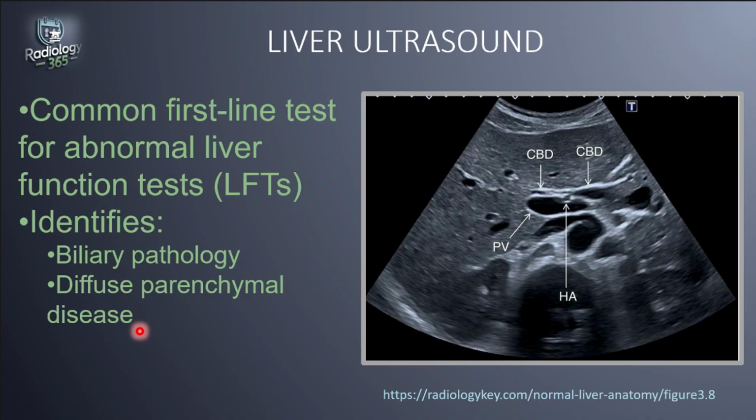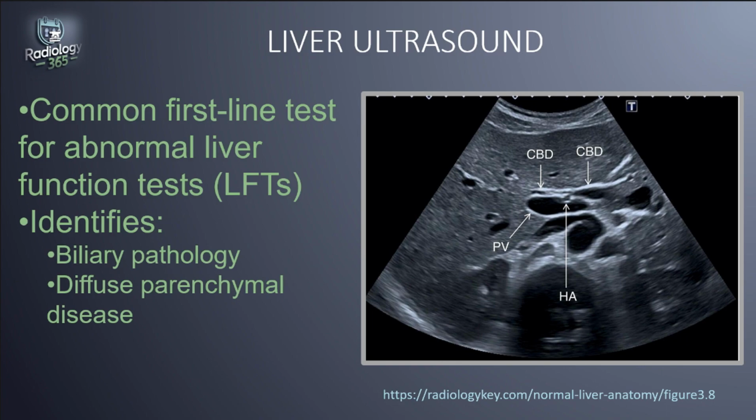Ultrasound is often the first imaging study performed when there is concern for liver disease, especially in the setting of abnormal liver function tests. It allows us to assess biliary structures and detect diffuse parenchymal changes such as steatosis or fibrosis. Common findings of a normal ultrasound examination should include homogeneous parenchymal echogenicity. You should have a smooth capsule with a regular contour, normal size of the liver lobes.